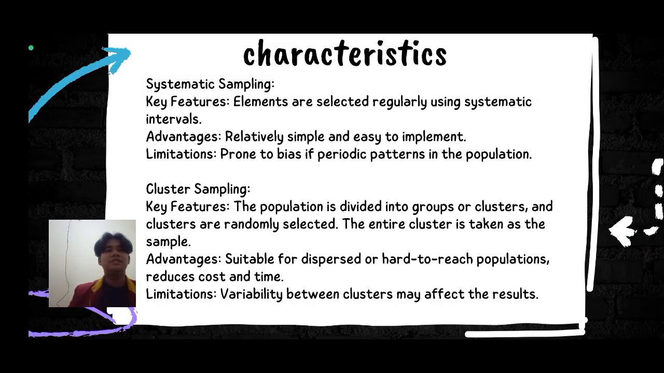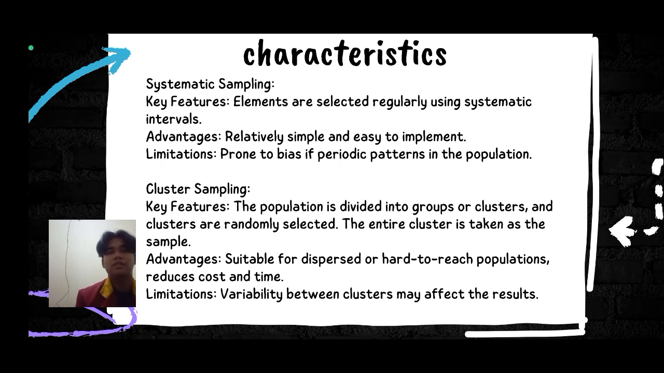And then systematic sampling. Key features: elements are selected regularly using systematic intervals. Advantage: relatively simple and easy to implement. Limitation: prone to bias of periodic patterns in the population.